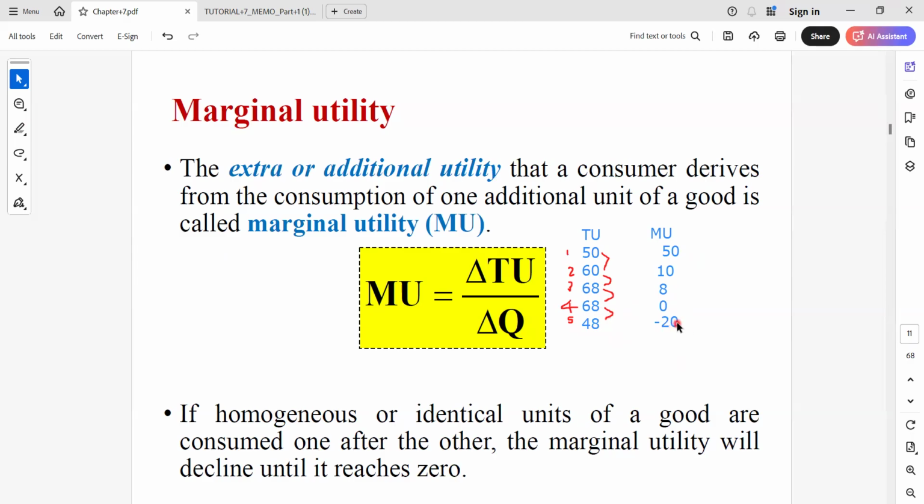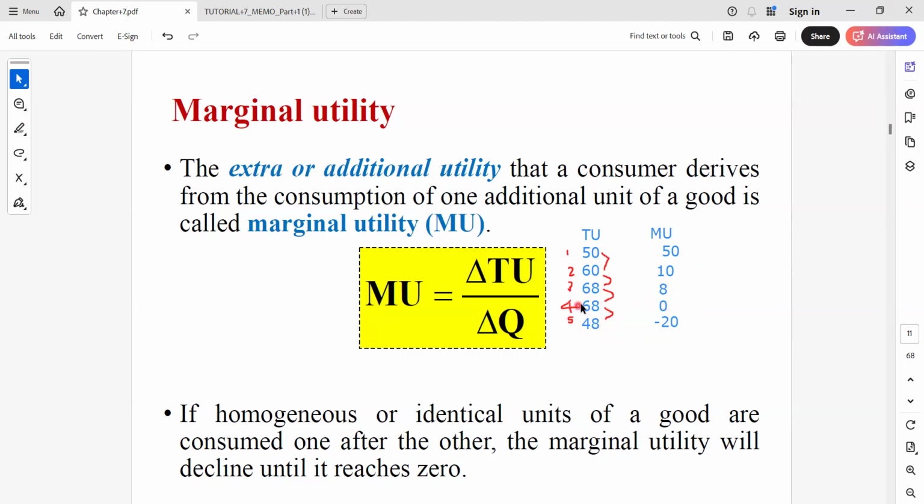You're not getting any satisfaction. Here we said you're experiencing disutility because now you are dissatisfied. You're no longer getting any satisfaction, but dissatisfaction. Which is why when your marginal utility is negative, that is where you experience disutility. And when your marginal utility is 0, that is where your total utility is at its maximum.